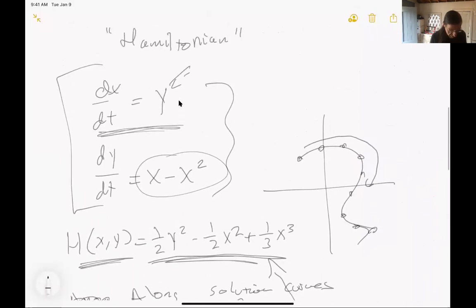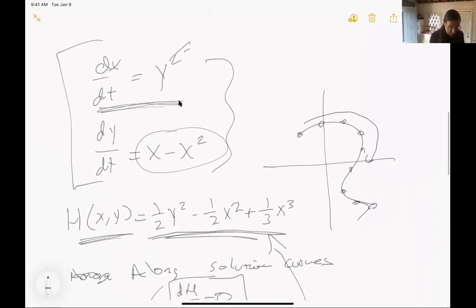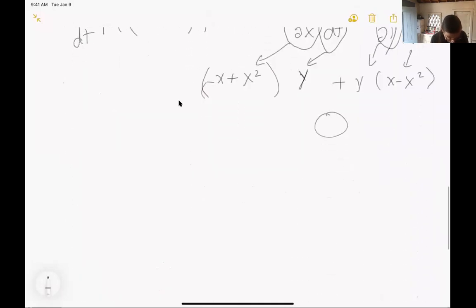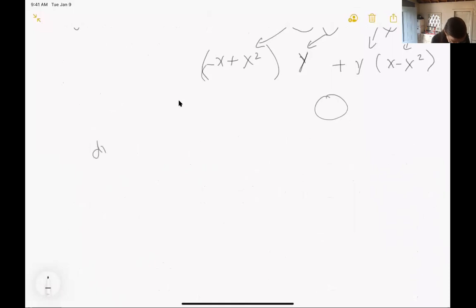Let's do it. Let's just do the whole thing. Let's do the equilibrium point analysis. We've got dx/dt equals y, dy/dt equals x minus x squared. All right. Should just take us a few minutes.